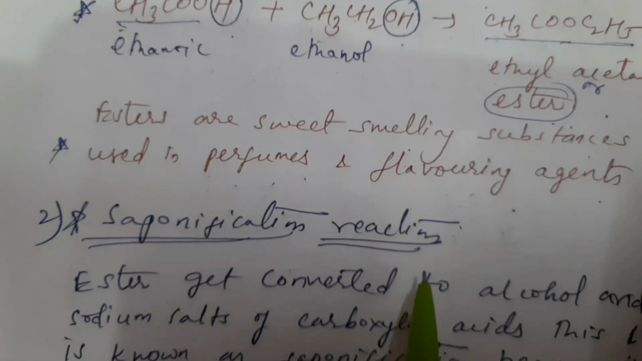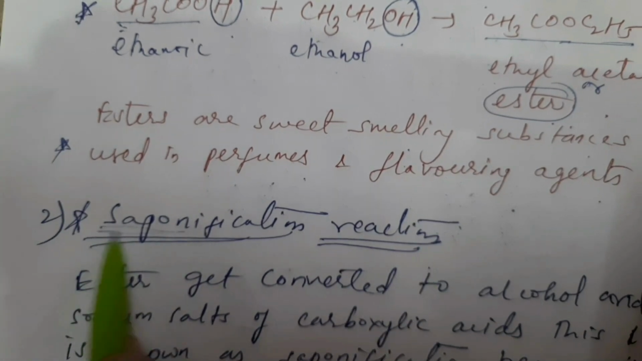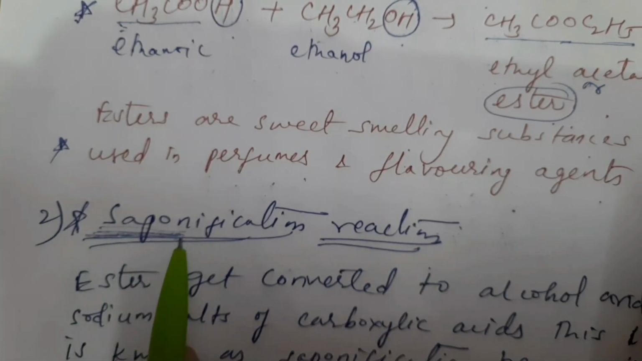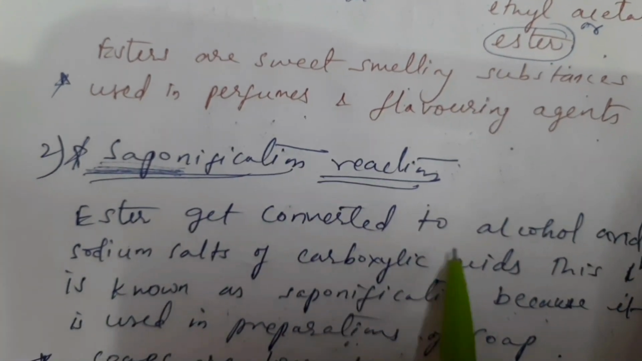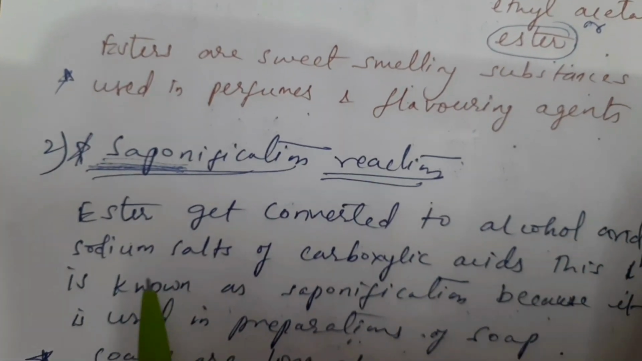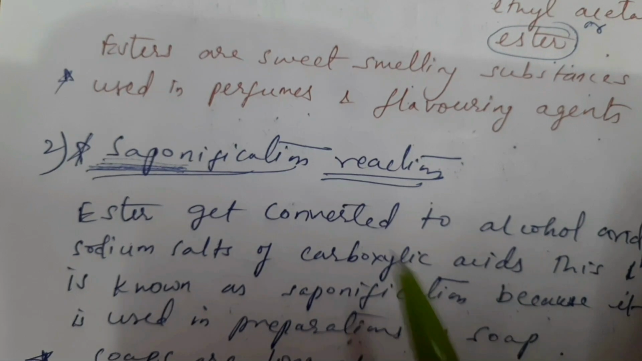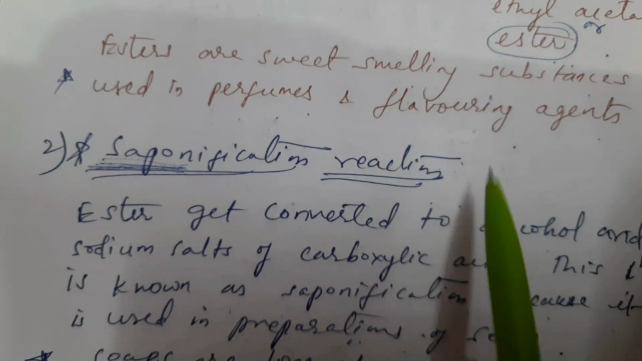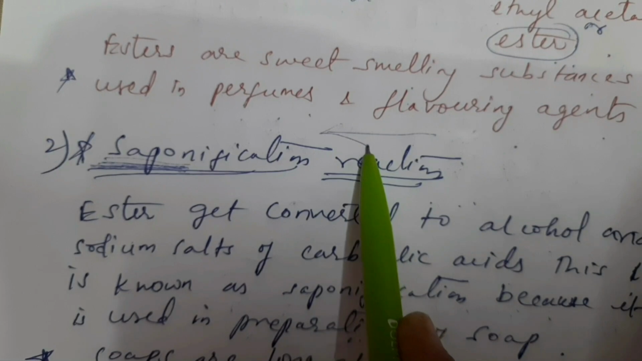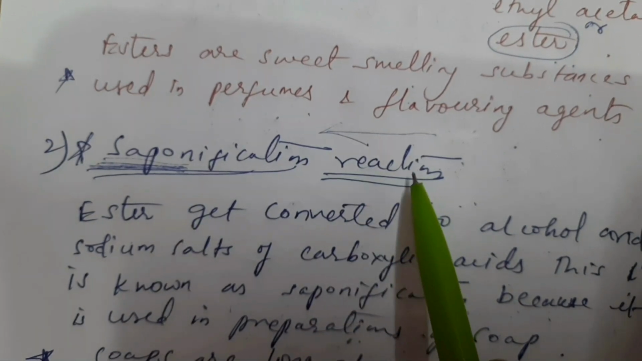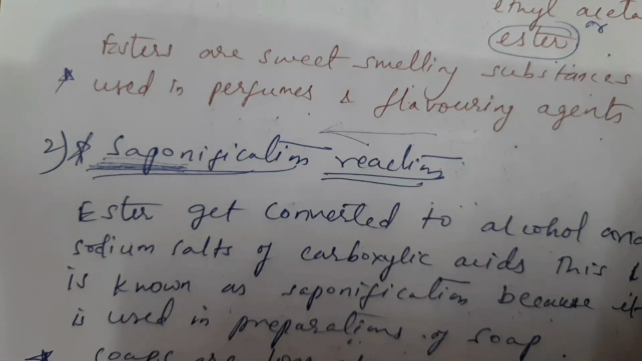Next one is the saponification reaction. Again the name itself suggests that this is a reaction where soaps are prepared. Here ester gets converted to alcohol and sodium salt of carboxylic acid, like the reverse of the previous reaction. When we reverse, that is from the ester if we go back, we get again carboxylic acid and alcohol. So that reaction is called saponification.